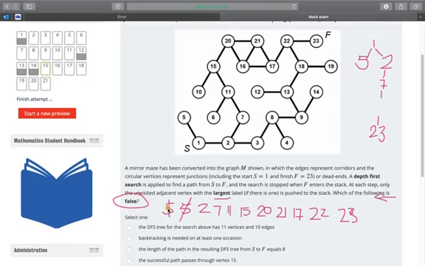Well, we can count them here. 1, 2, 3, 4, 5, 6, 7, 8, 9, 10, 11. That's correct. And therefore, being a tree, it has to have 10 edges. So this is a true statement. But remember, we're looking for the false statement. So this is true.